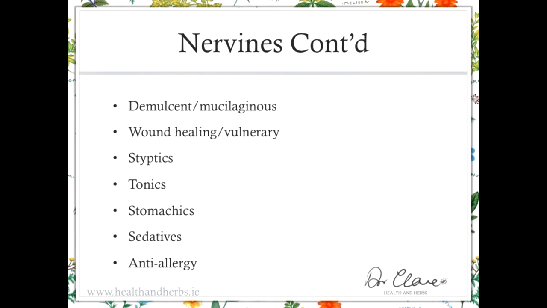So a cooling, nourishing, soothing, and protective effect makes the demulcent and mucilaginous herbs very helpful for very many conditions, including allergies and lung conditions, hay fever, irritable bowel, irritable bladder. They would be good examples.